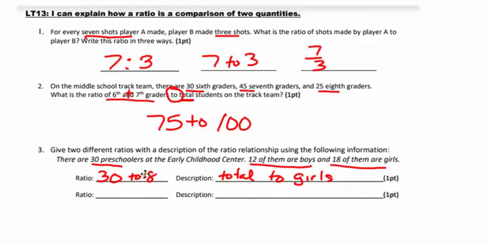Okay. Next one, I'm just going to choose 12 to 18. So 12 represents my boys to girls. Okay. Now, more technically, you would write for every 12 boys, there are 18 girls. Out of 30 preschoolers, 18 of them are girls. All right. So that's learning target 13. Hopefully that should be an easy one for you.